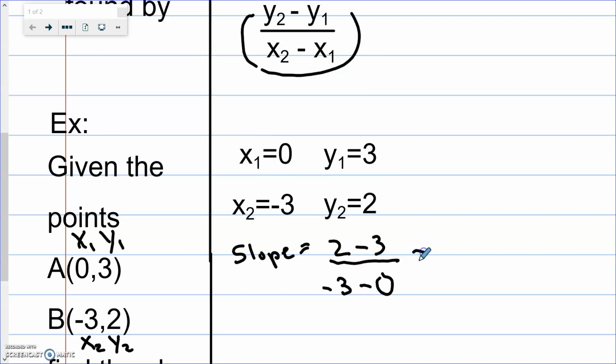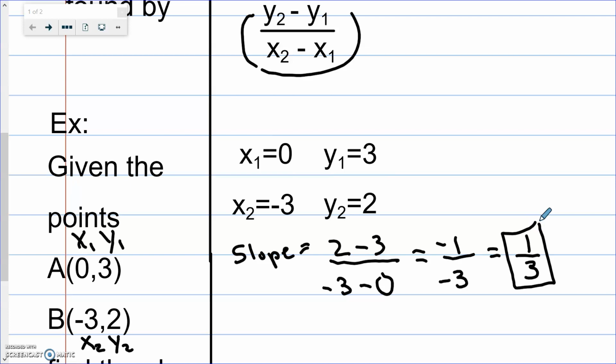We use our calculator. Go ahead and grab a calculator from the front. And we get 2 minus 3, which equals negative 1. Negative 3 minus 0, so nothing changes. We stay with negative 3. A negative over a negative gives us a positive 1/3. We're going to keep the fraction. We're not going to change it to a decimal. And so our slope equals 1 over 3.